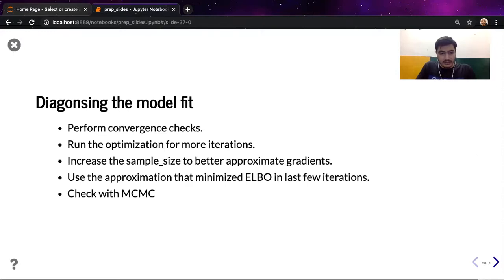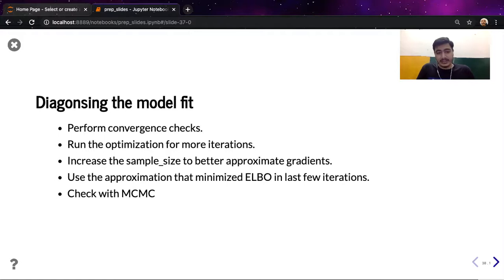Now I'll discuss diagnosing the model fit, or ultimately how variational inference can help in your use case. It can be good if you want to run convergence checks with respect to the parameters, or with respect to whether the ELBO has converged or not, so we can get a better grasp and reiterate faster over the data generative process.